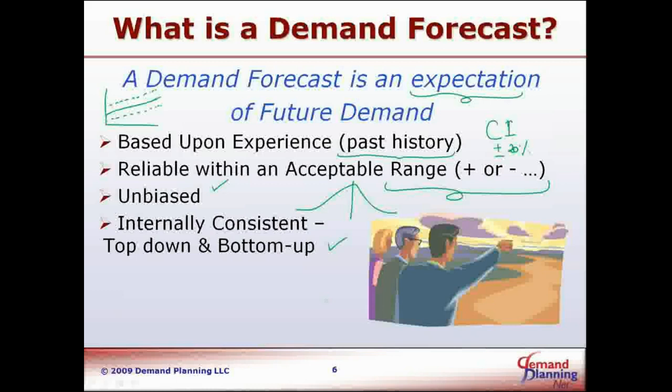We also hope that it's unbiased, which means we pick the middle point. We don't pick a point close to either tail. So largely there's a 50% chance of the actuals being below as being above. It's unbiased. And then it has to be internally consistent, top down and bottom up.